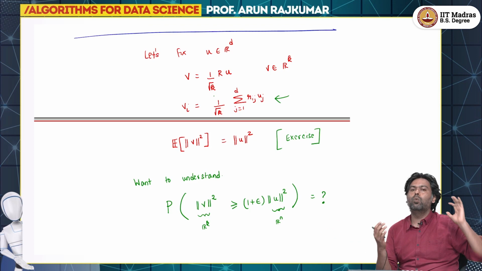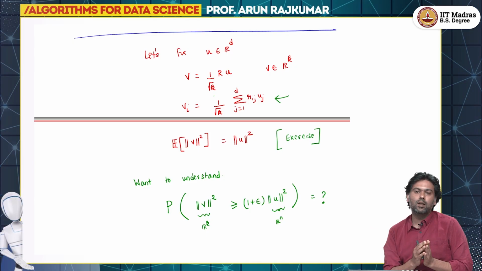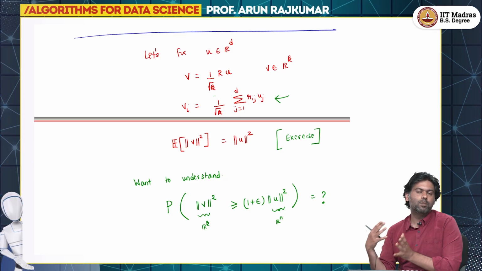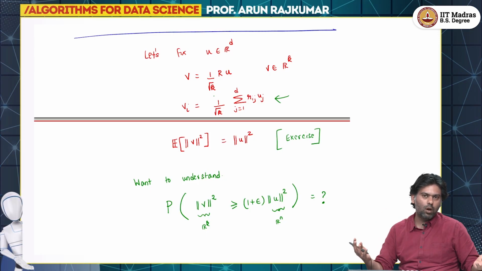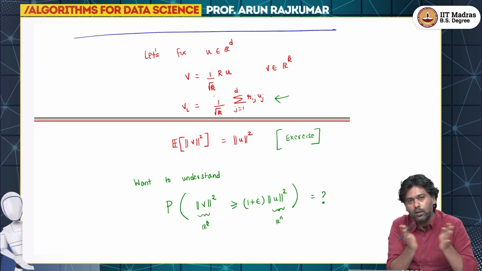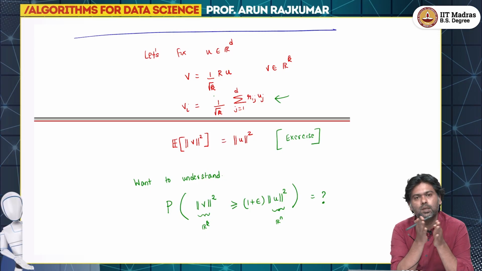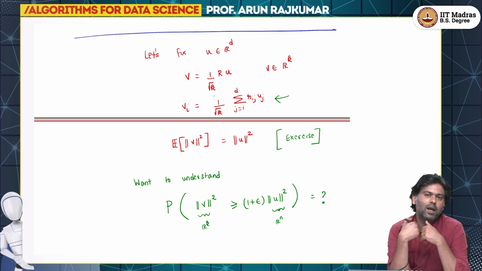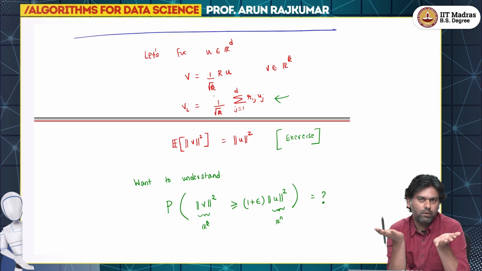But if I do it once, what is the chance that the length of V squared is greater than or equal to 1 plus epsilon times norm u squared? That is, what is the chance that something can go wrong? Because I want the length to be preserved to 1 plus epsilon. I want norm V squared to be less than or equal to 1 plus epsilon times norm u squared. So I want to ask the question, is this a common event or a rare event?